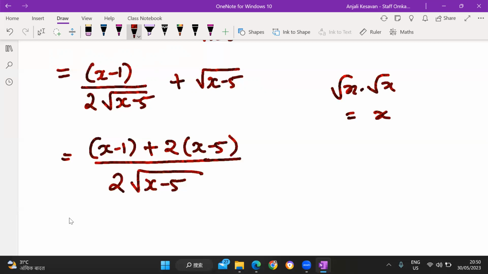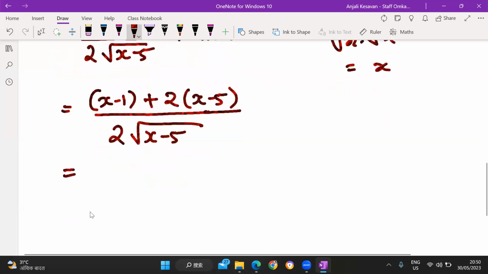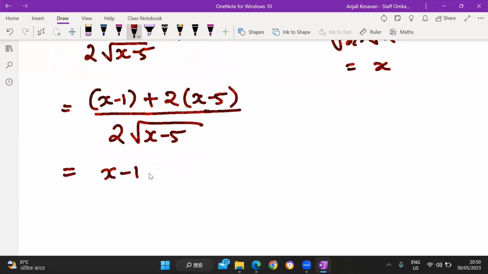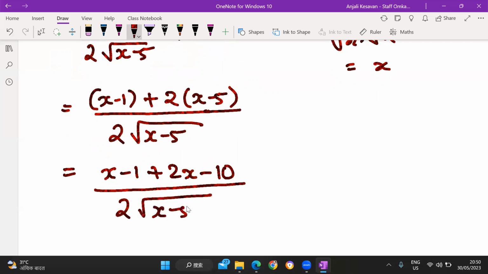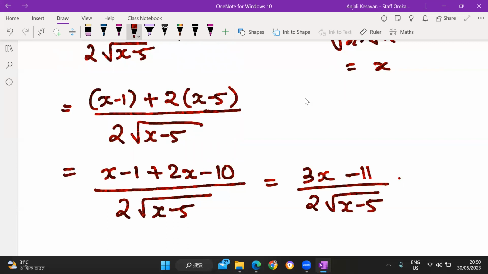Do you get this? After this, you just simply have to simplify it further, open the bracket or expand the bracket. x minus 1 plus 2x minus 10 upon 2 root x minus 5. On simplifying this further, we get, collect the like terms together. 2x plus x will be 3x. Negative 1, negative 10 will be negative 11 upon 2 root x minus 5. This is how far you can simplify it.